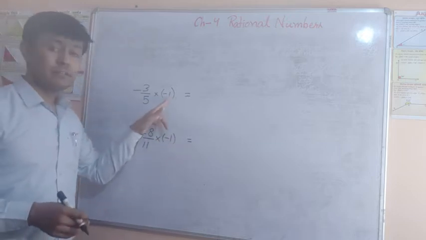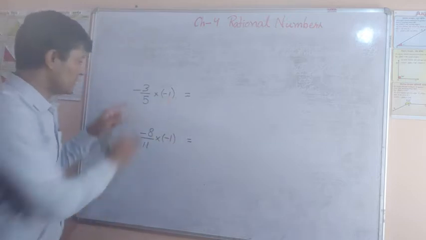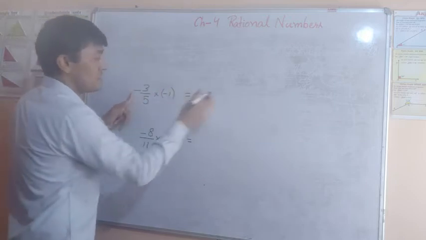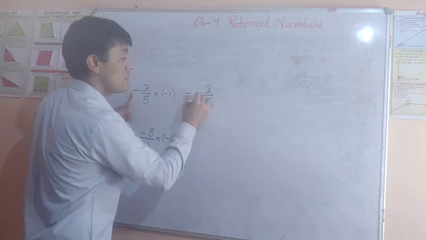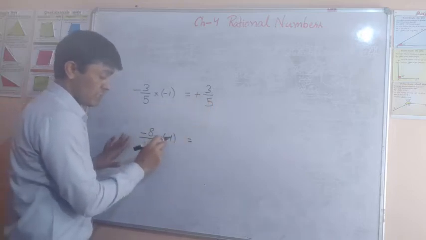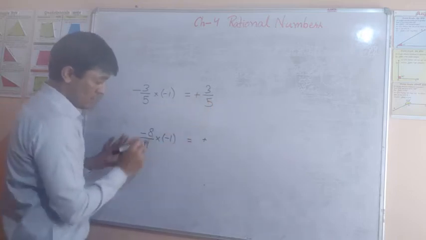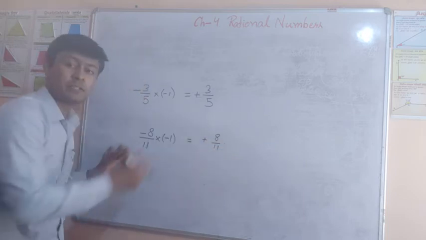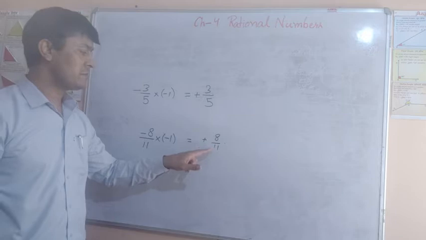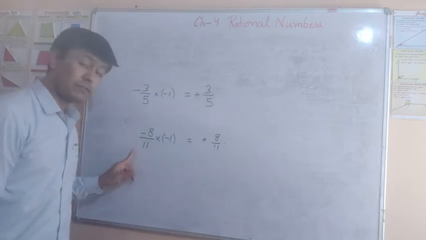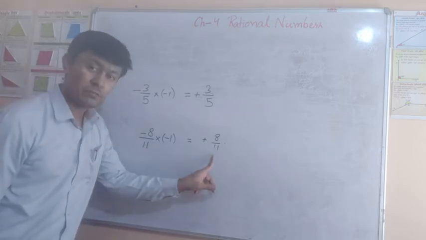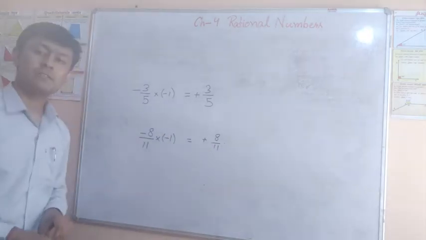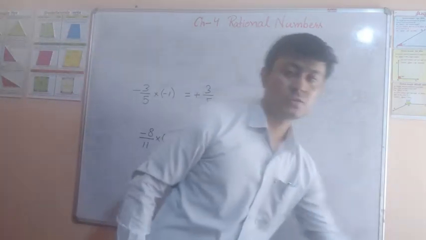Achha, multiply by 1, it means nothing. Minus into minus, it will become plus. Answer will be plus 3/5. Minus into minus, plus 8/11. This will remain same because multiply by 1, it means nothing. So 3/5 and 8/11, minus 8/11, and this one is positive 8/11. So how will you convert negative into positive? Always multiply by -1.